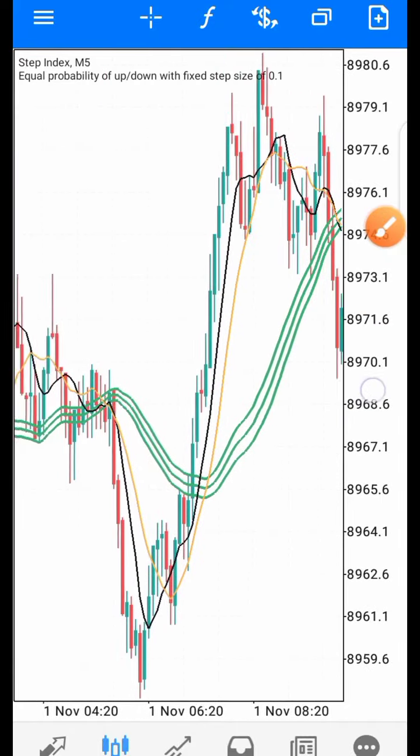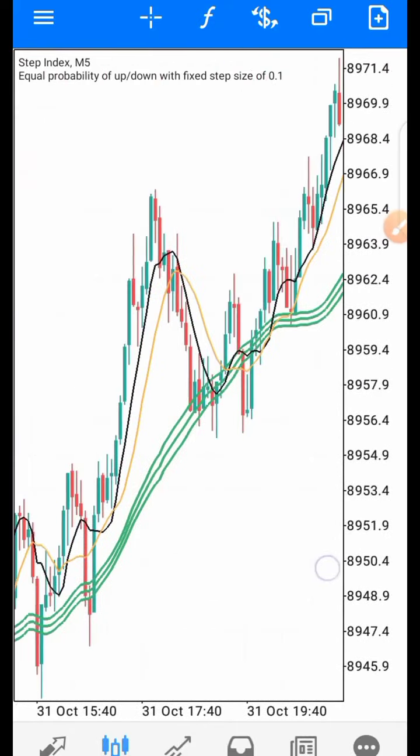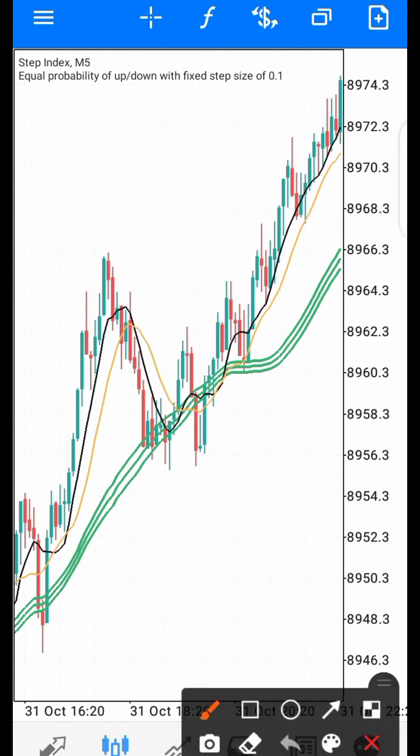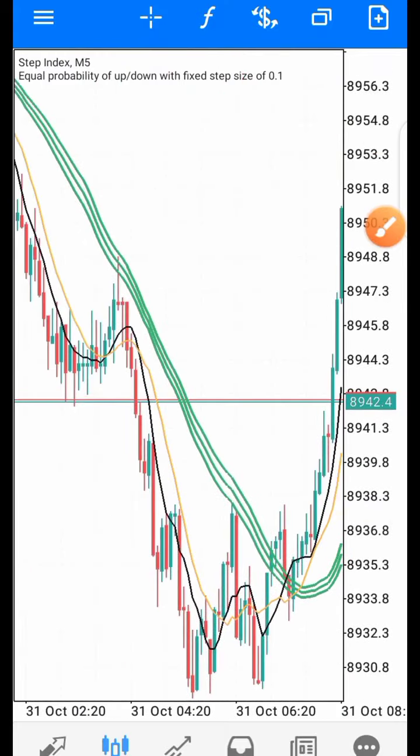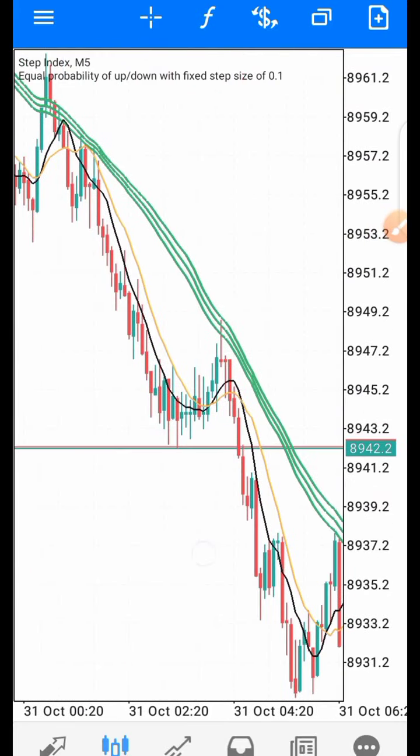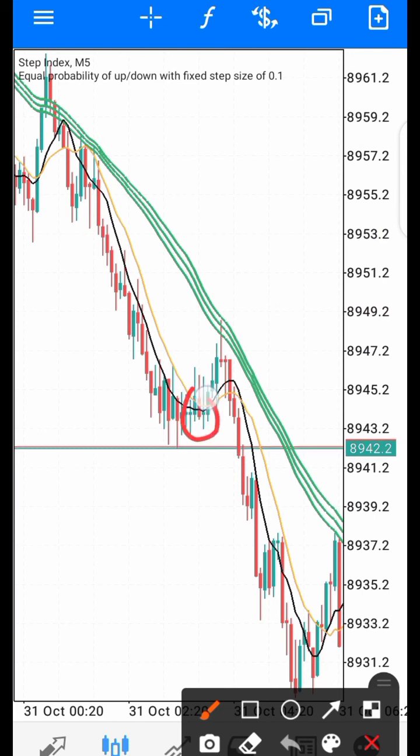If you go to your demo account and backtest, you will see the strategy is very effective. So you can see the cross, which indicates a retracement, then another cross up, which indicates continuation of the trend. So that is how the strategy works. You can see it again here, the cross up here, which indicates a retracement, and the cross up again back here, which indicates continuation of the trend.